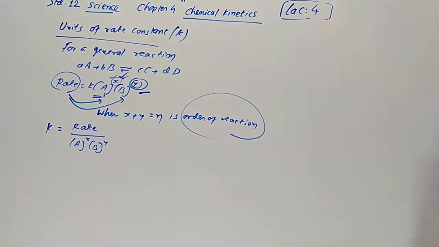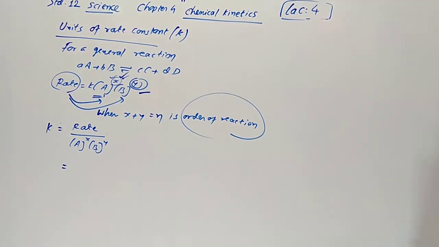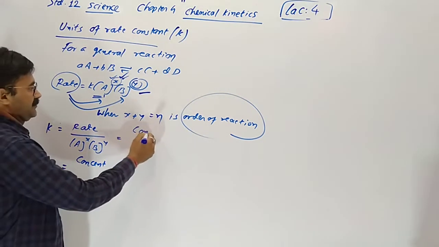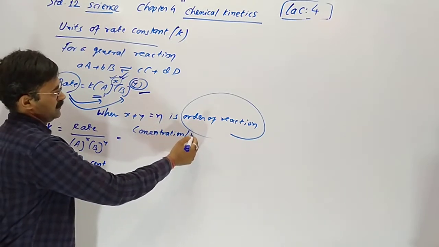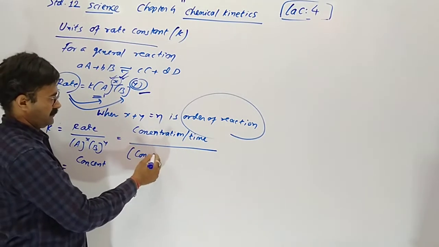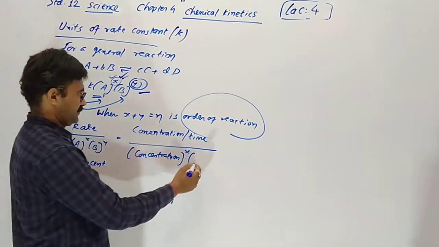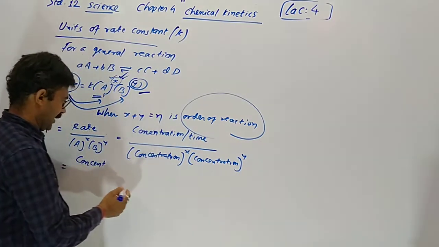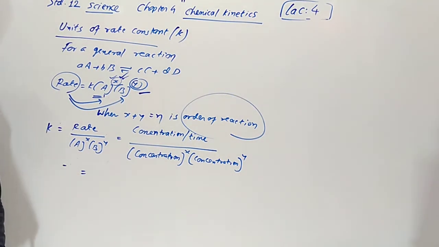Clear? Now, actually rate means concentration upon time, upon concentration raised to X and concentration raised to Y. Here concentration means mole per liter.